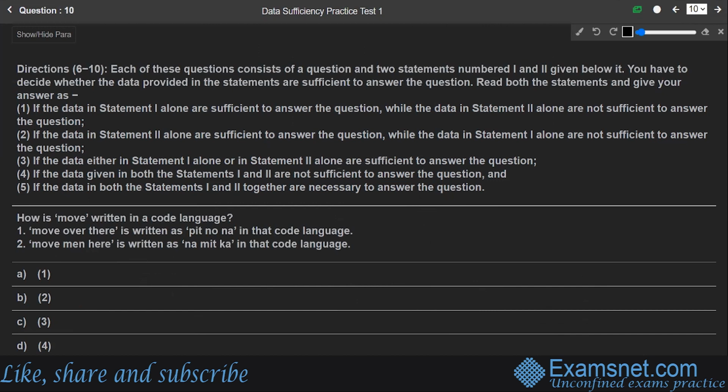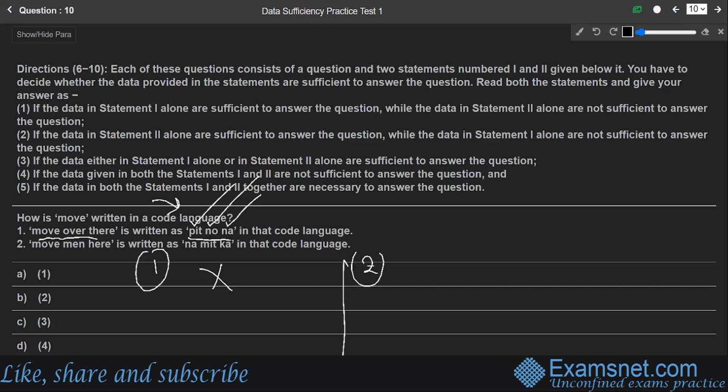Now, they are asking how is move written in a code language? That's what we are supposed to answer. Let's verify statement number 1 alone. Move over there is written as pit no na in that code language. Clearly, if we see the first statement, we cannot answer what is the code for move because they are not arranged sequentially. Move over there, pit no na doesn't mean that first is the code of move, second is the code of over, and third is the code of there. It's not like that. They are shuffled. So move over there is written as pit no na doesn't tell me the code of move. So first is individually not sufficient to answer the question.